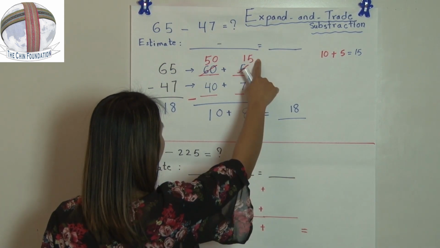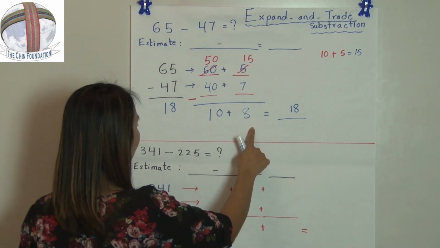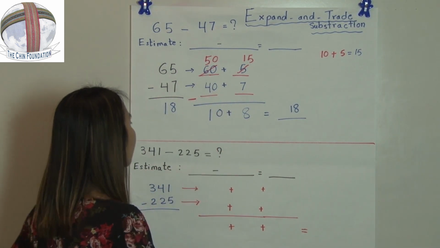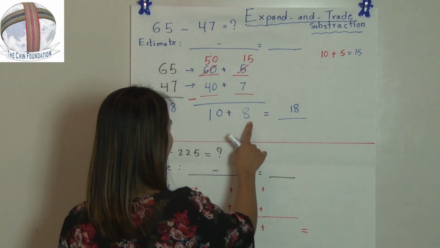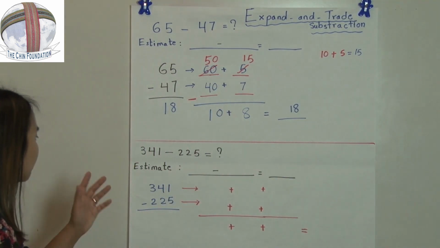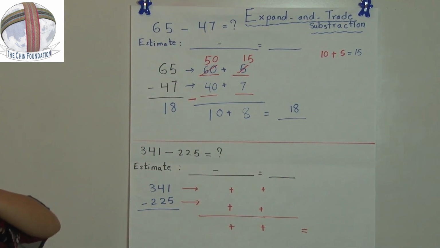Okay, 15 minus 7 gives 8, 50 minus 40 gives 10. 10 and 8 is 18. One more practice, a little bit harder.